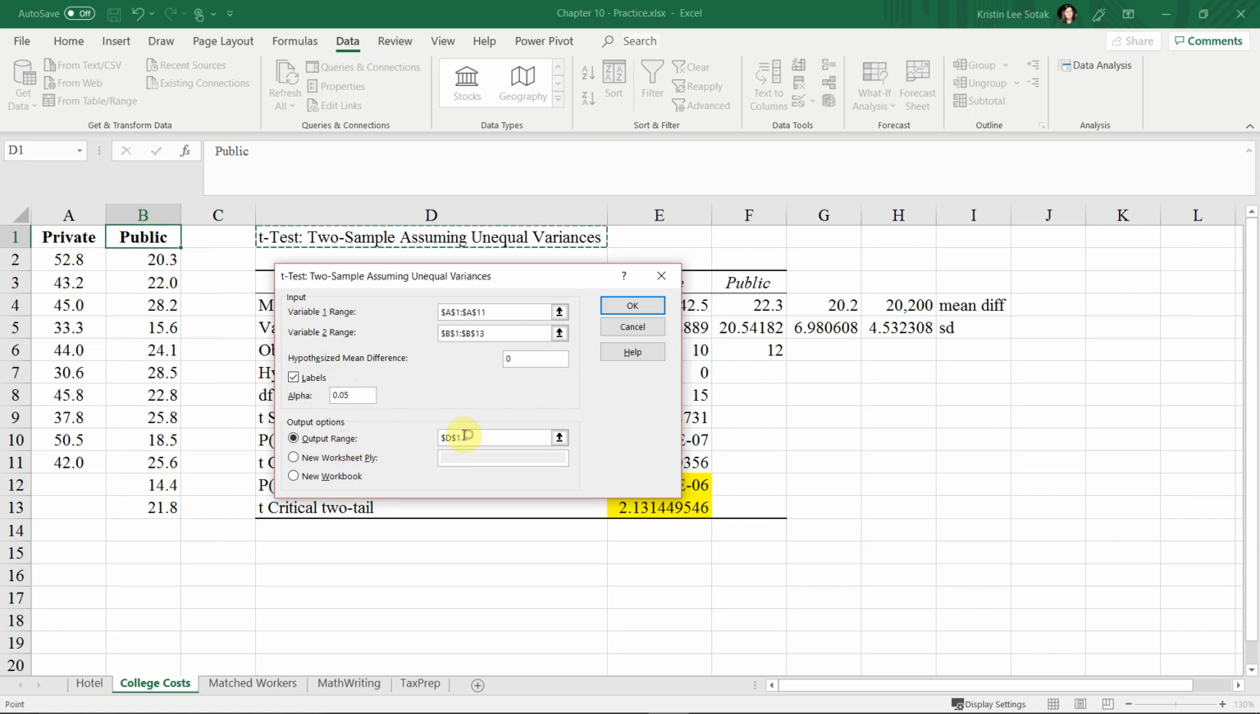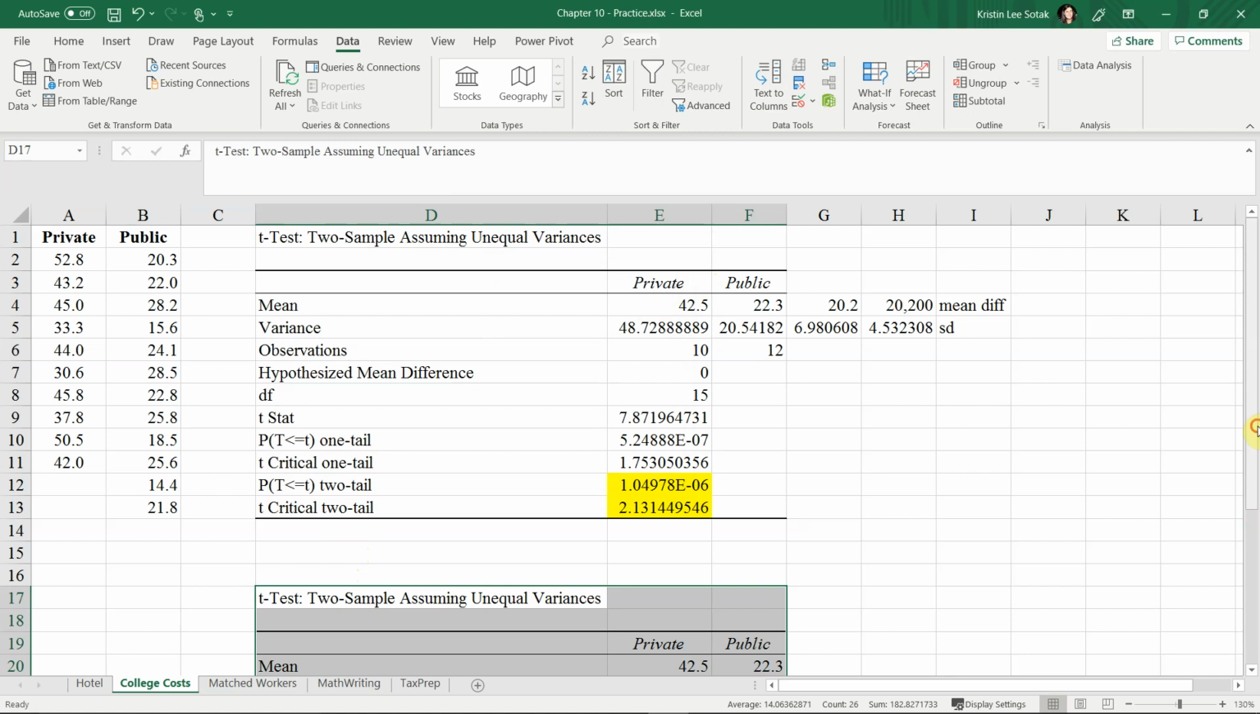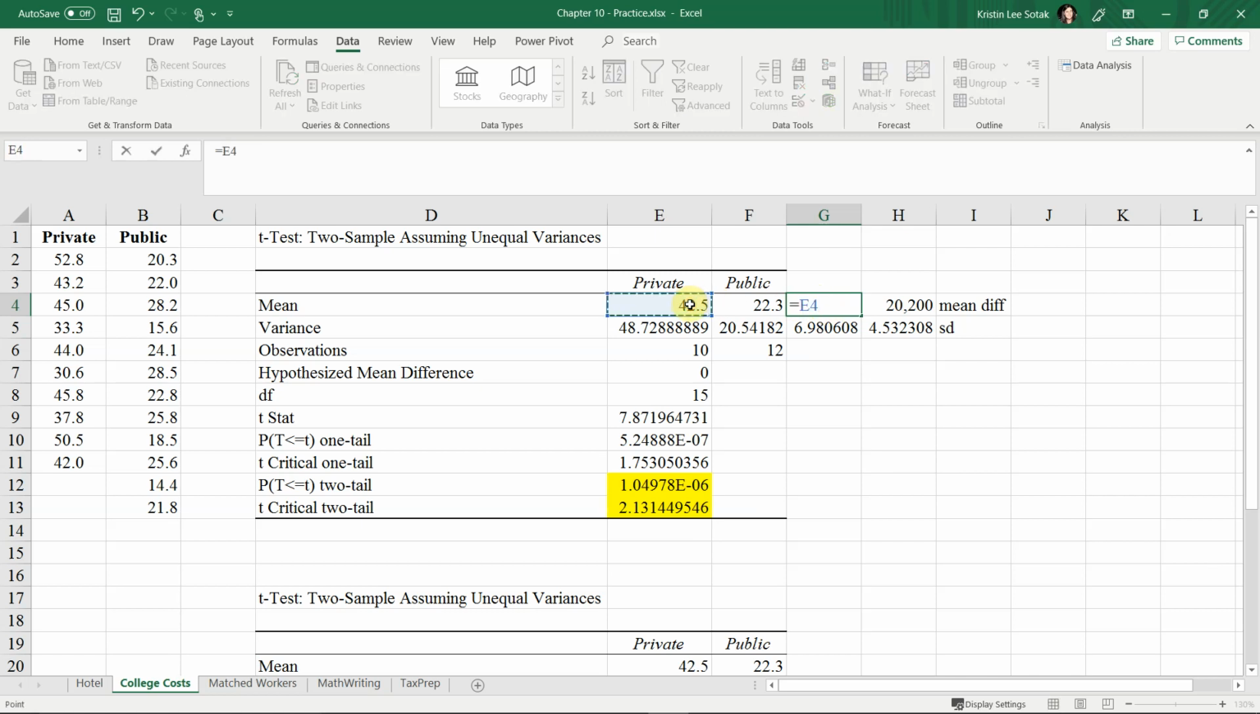And output, where do you want to put that? I'm going to put this down here for right now because I already have the output, as you can see. And just hit OK. And then, again, all the output that I just did is already up here. So again, you'll notice the means are calculated. You can find the difference. So the difference is just equal to private minus public. And so the difference is 20.2.